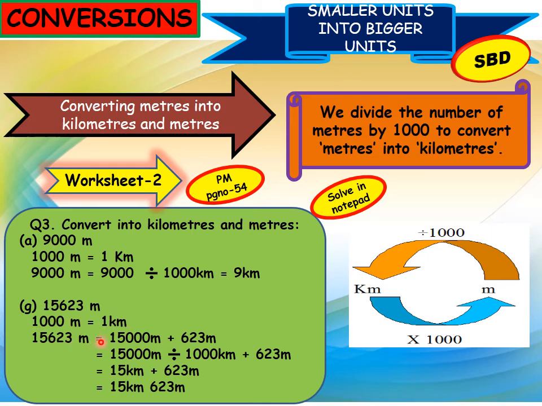so here we have to break this number into two parts that we have learned already in our chapter 1, if you remember. Now this 15,000 meter plus 623 meter, so 15,000 meter divided by 1000 kilometer plus 623 meters, that is equal to 15 kilometer plus 623 meter. So our final answer will be 15 kilometer 623 meter. Hope you understood this concept, children.